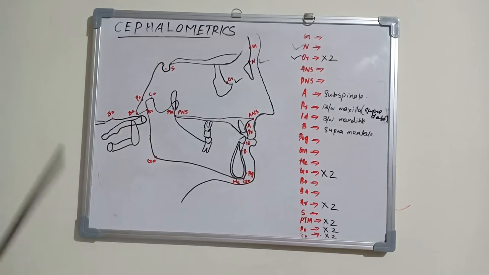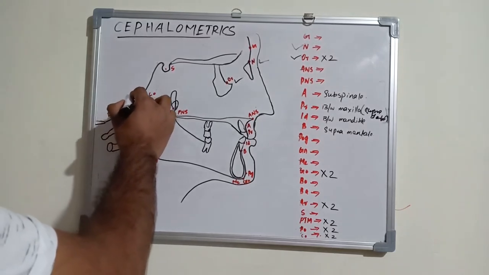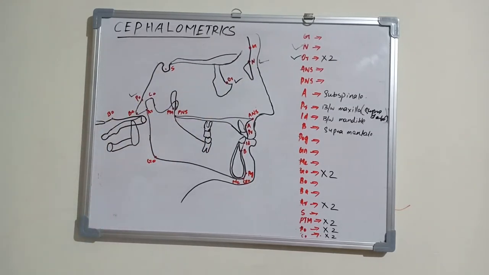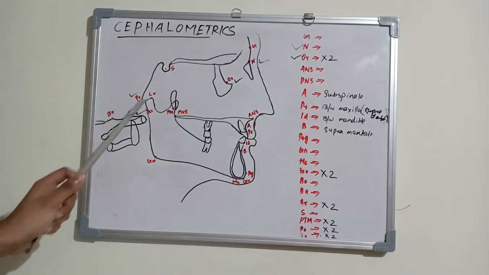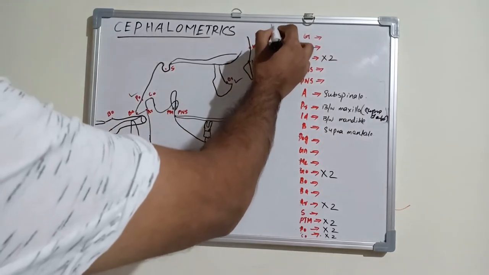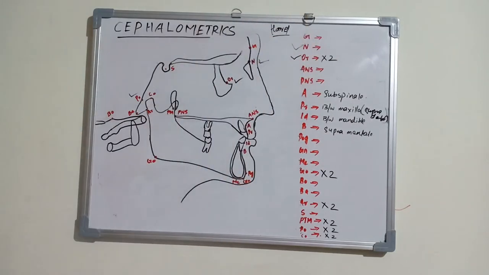Next one is porion. Porion is here. Porion is the highest bony point on the upper margin of the external auditory meatus. So we have covered NASION, orbitale and porion. Somewhere here the external auditory meatus is coming. We are talking about hard tissue landmarks. We have soft tissue also, but we are just covering hard tissue landmarks. So that is porion, the highest bony point on the upper margin of the external auditory meatus.